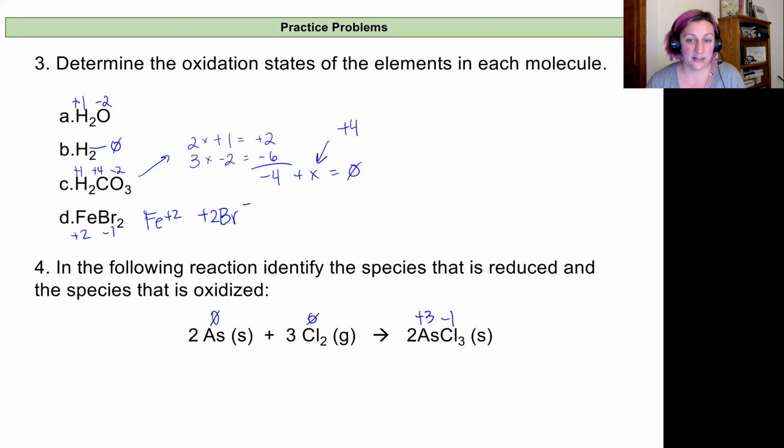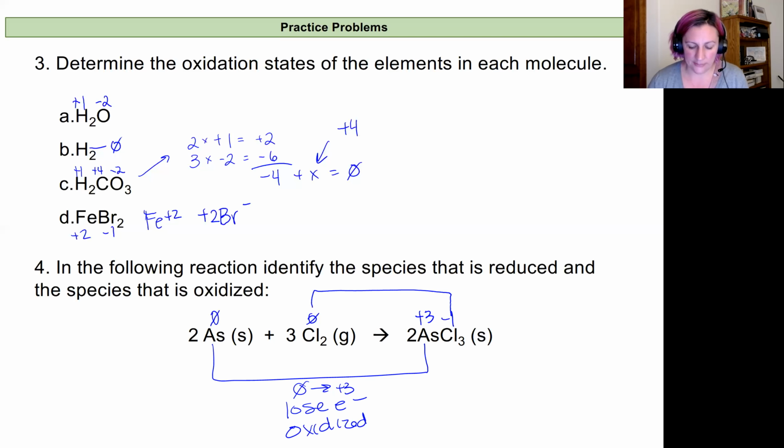So now that I have these assigned, I'm going to focus in on each element and see what's happening. So my arsenic is going from 0 to +3. So that's getting more positive in charge. That tells me we're losing electrons. If we're losing electrons, then we're being oxidized. Then we look at chlorine. I'm going from a 0 to a -1. Now that's becoming more negative, so it's gaining electrons. So it's being reduced.